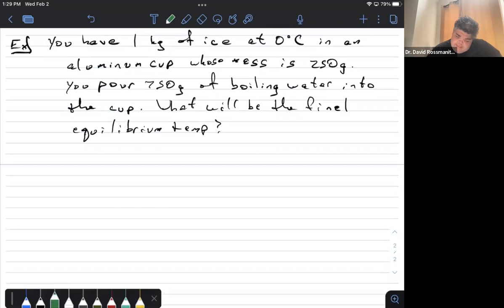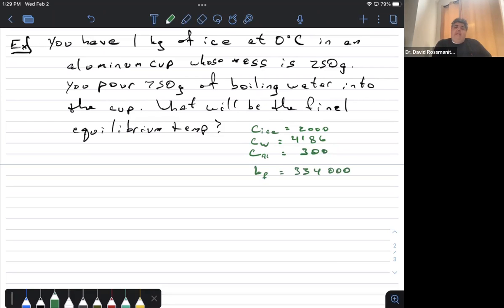And again, just some pieces of information. C for ice, we'll use 2000. C for water, we'll use 4186. C for aluminum, we'll use 300. And latent heat of fusion, that is to melt or freeze, will be 334,000. All righty, so there's the problem.